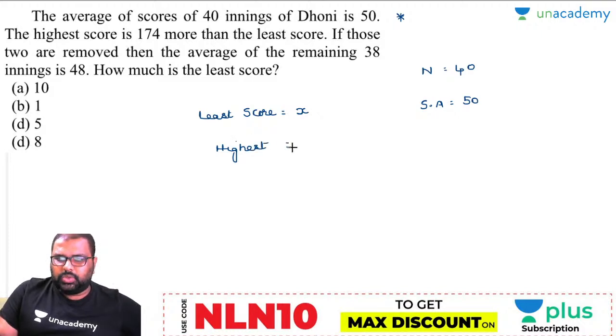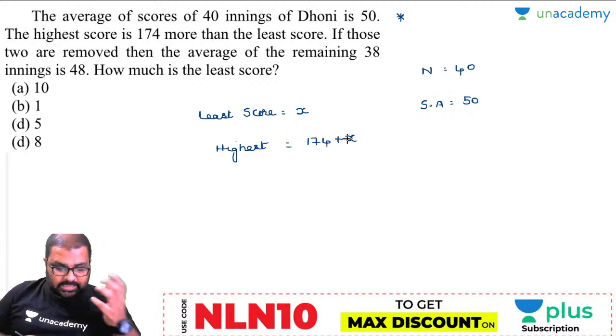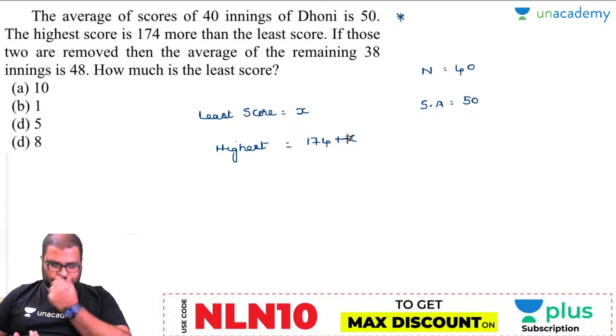My highest score will be 174 plus X. If those two are removed, then the average of the remaining 38 innings is 48. How much is the least score is the question asked. Done. I think I am clear regarding this.